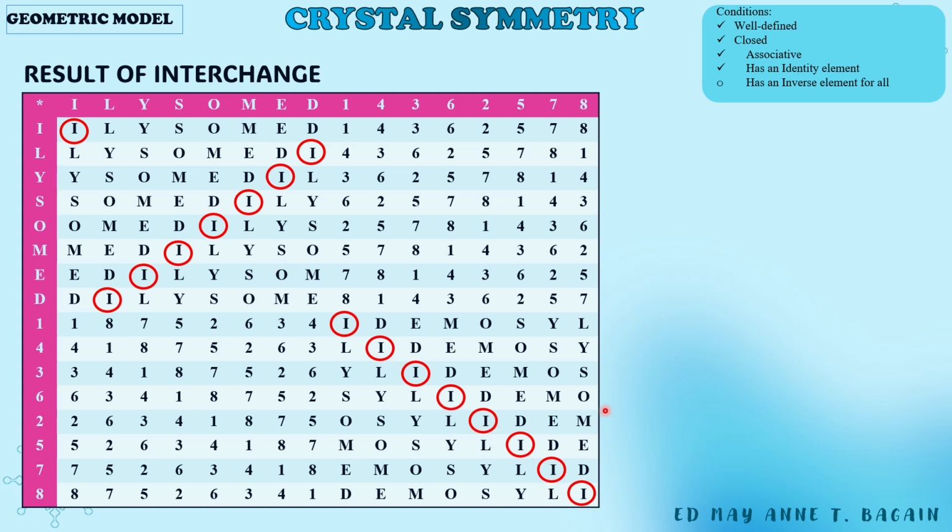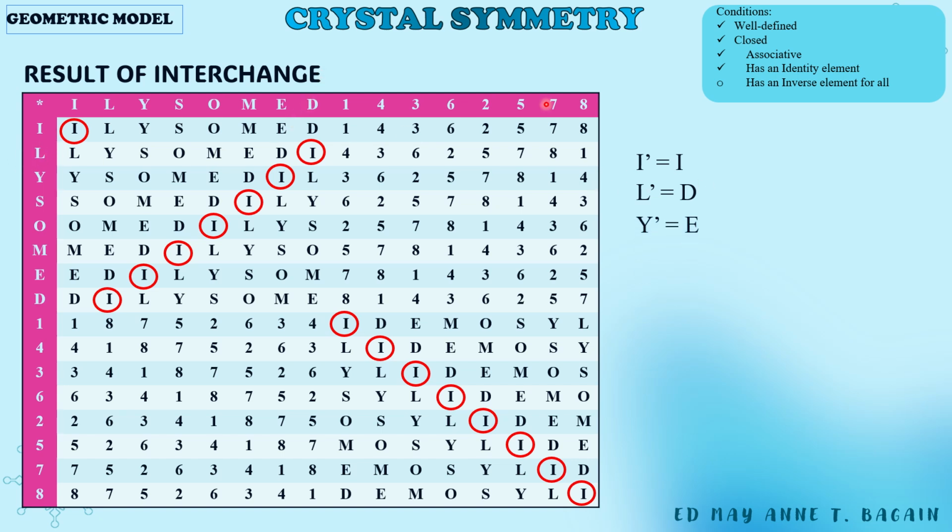And lastly, I. So as we can see, we can see I everywhere in this table, per row and per column. Meaning, we have here I inverse is equal to I, as we can see, because I star I is equal to I. So the inverse element of I is I. L inverse equals D. Why? Because if you check the elements that you multiply that had the result of I, they are D and L. That is why the inverse element of L is D.